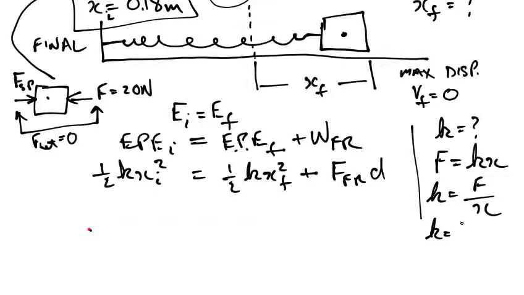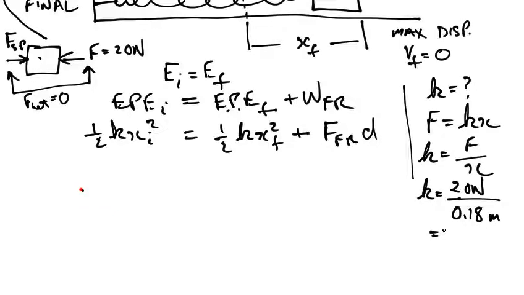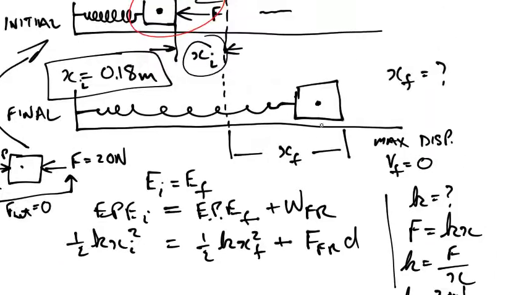So this force of 20 newtons divided by a distance of 0.18 meters is going to give us a spring constant of 111 newtons per meter. That's k. Now we know k, so we can substitute it in here. Remember, what we are looking for here, what's our end goal?